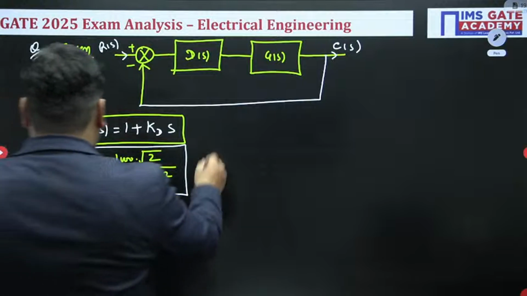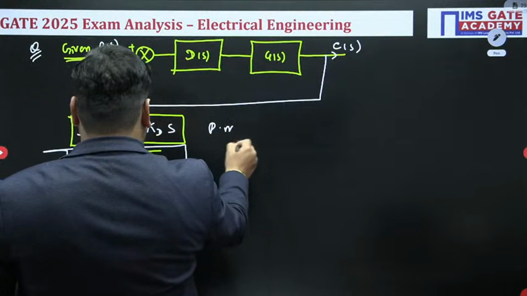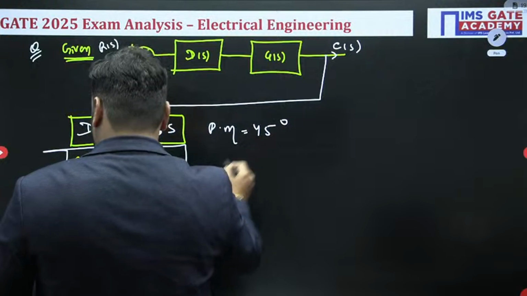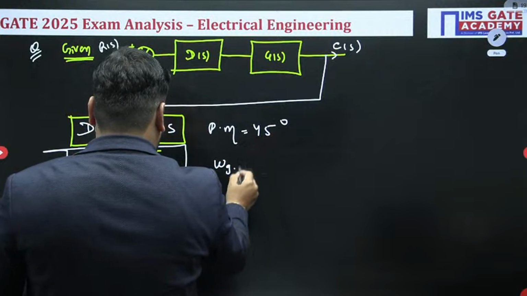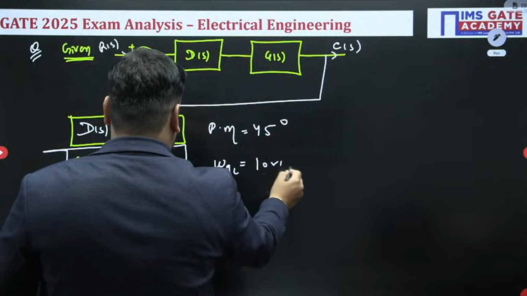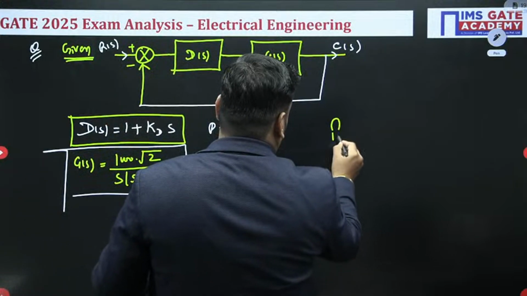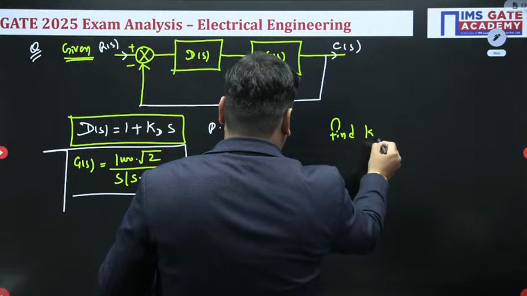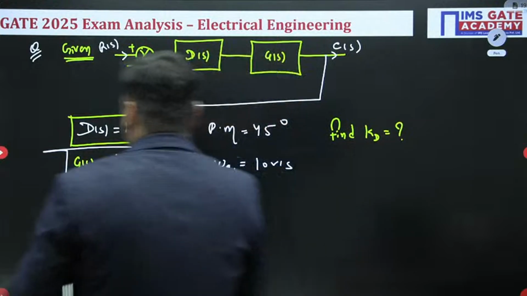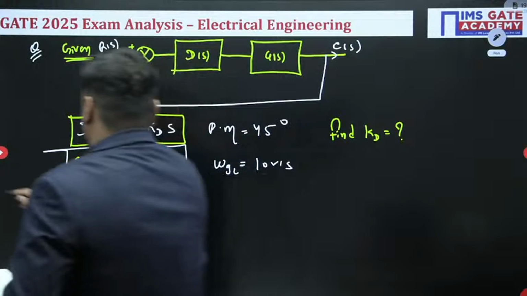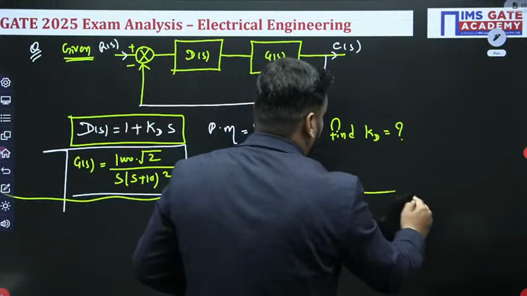And the other values given are the phase margin, which is 45 degrees, and omega_gc, the gain crossover frequency, which is 10 radian per second. The examiner is asking us to find the KD value. KD is the question mark. So this is all about the given data, guys, for this question.